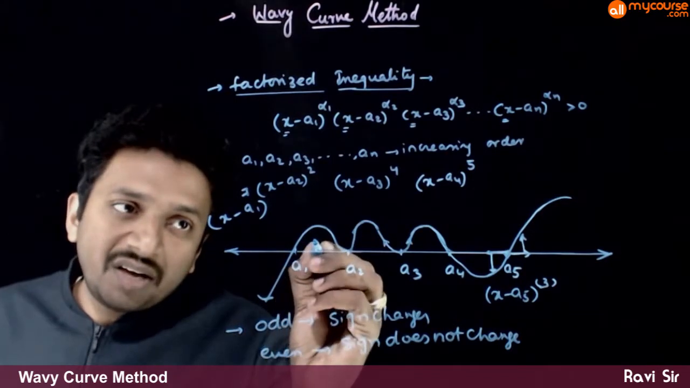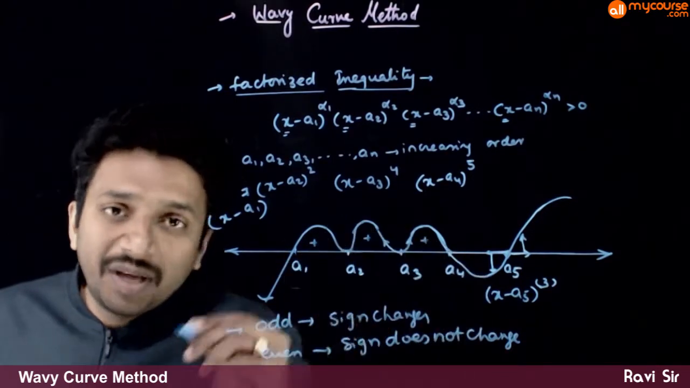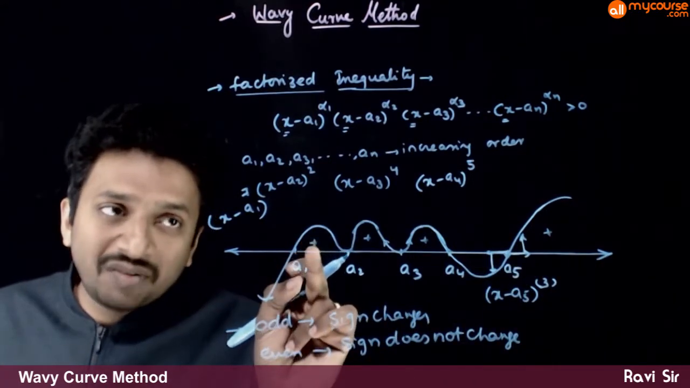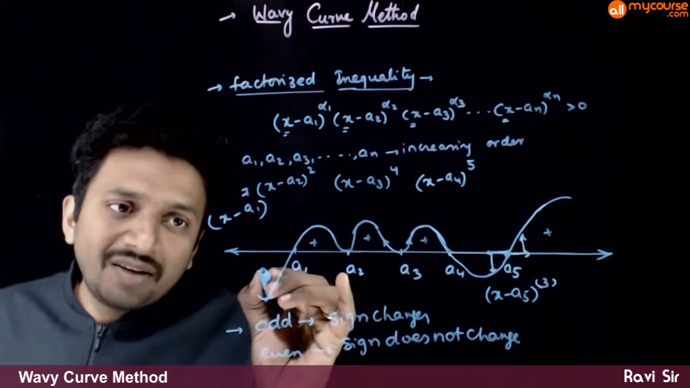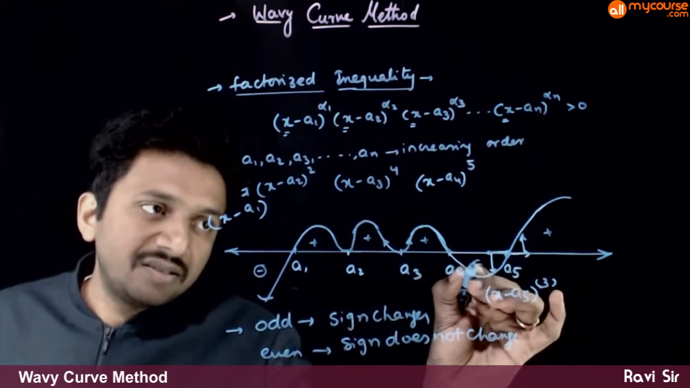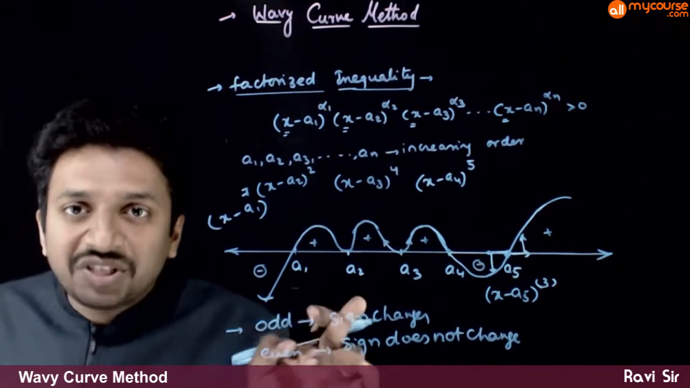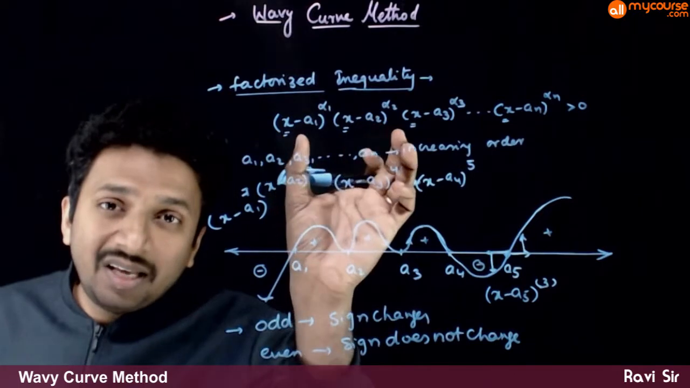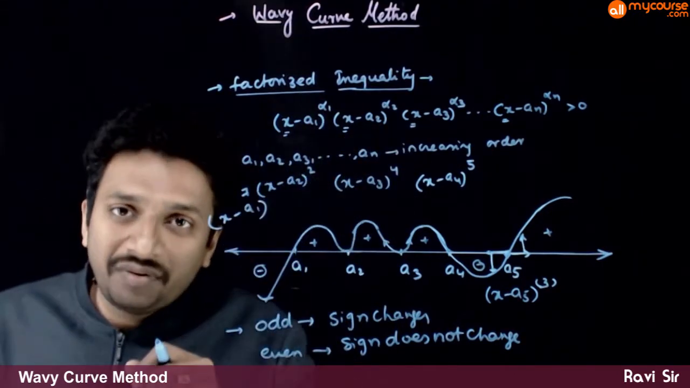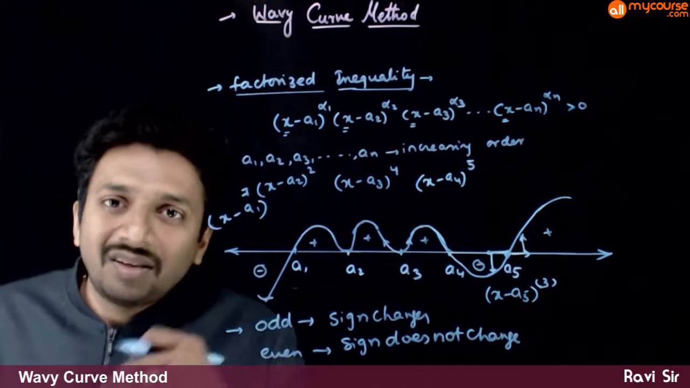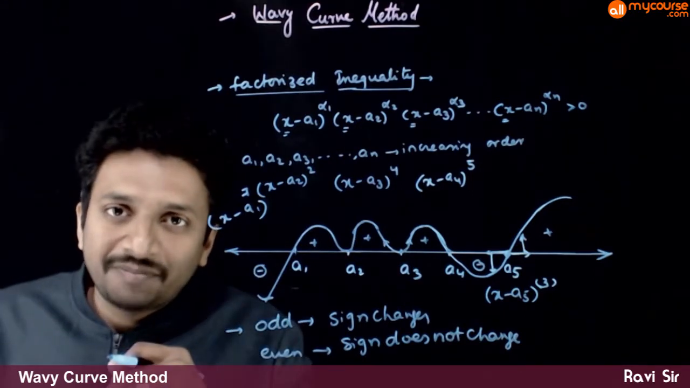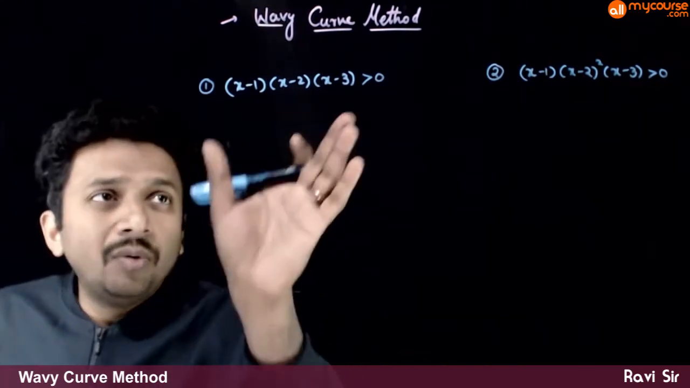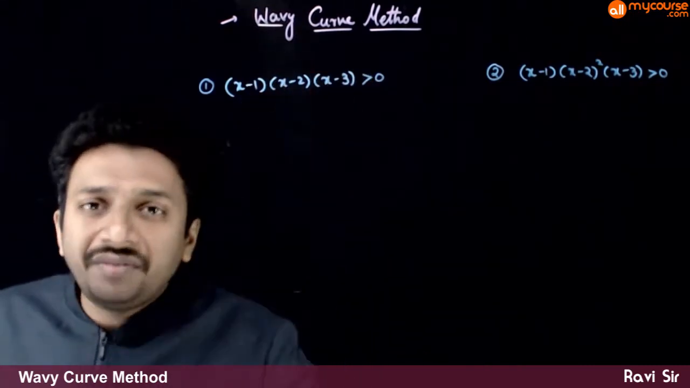Wherever the curve is above the real line, the sign of the expression is positive, that is, the expression is greater than 0. Wherever the curve is below the x-axis, the expression is negative. This is how we solve factorized inequalities using the wavy curve. Let us apply this wavy curve method in different situations through examples. Let us look at these two questions and see how we can solve these inequalities using the wavy curve method.